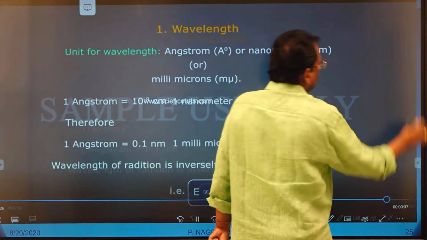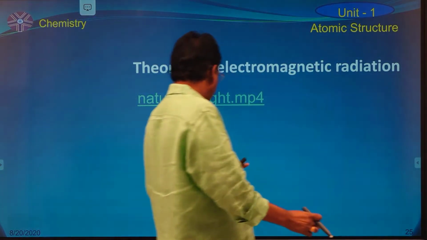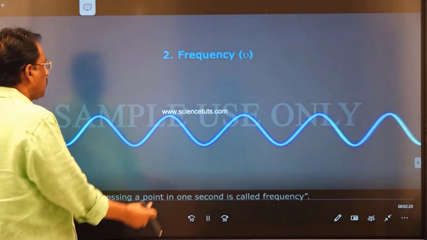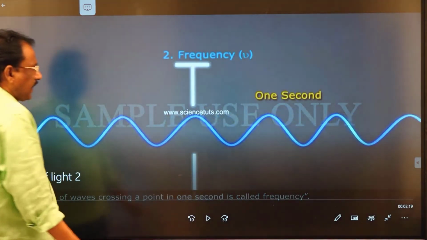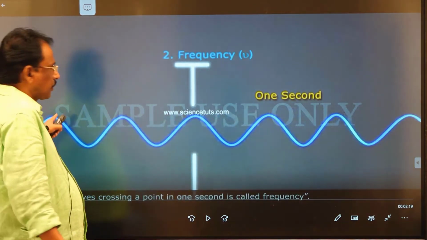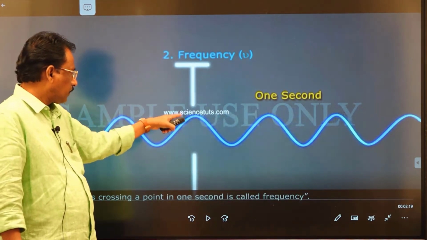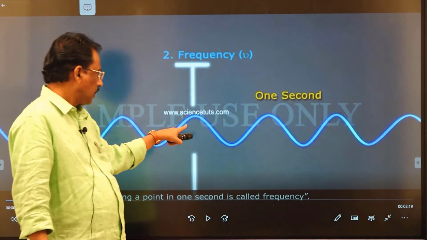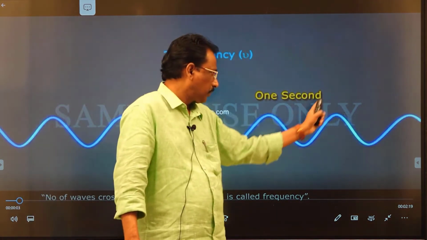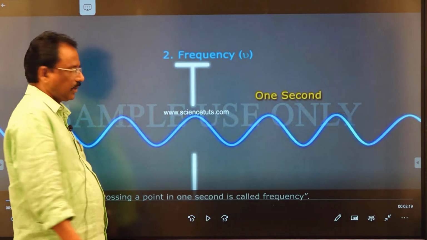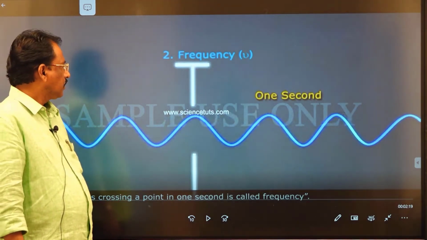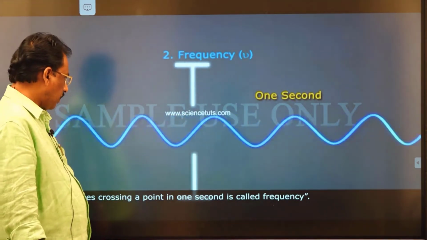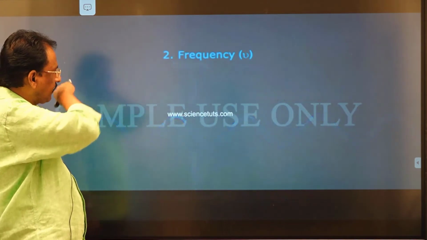Now the next one is frequency. Frequency is defined as the number of waves passing through a particular point in 1 second. How many waves are passing through a particular point? This is the wave propagation of one of the types of electromagnetic radiation. So the number of waves passing through a point in 1 second is known as frequency.